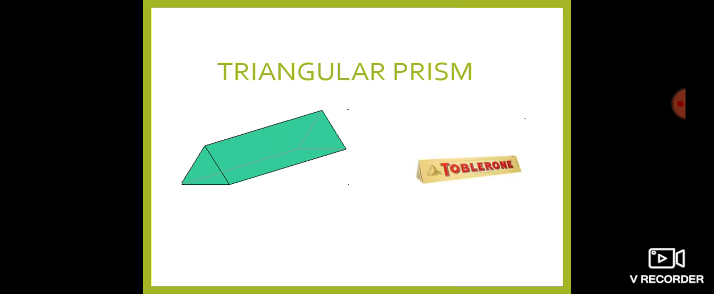Then this name is triangular prism. The first and the other ends are like triangle shapes. Example is our kaleidoscope. Have you seen this kaleidoscope? Triangular prism. This name is triangular prism. Both the ends are in triangle shape.